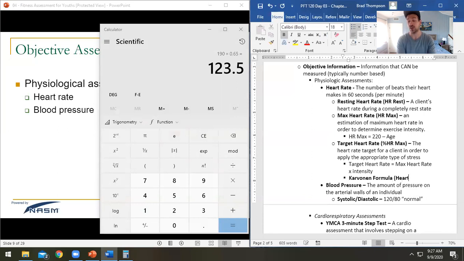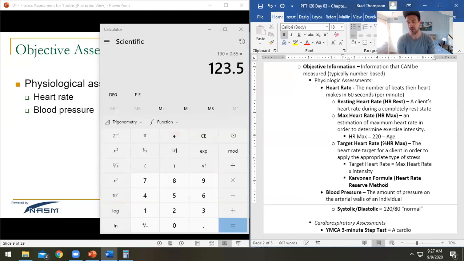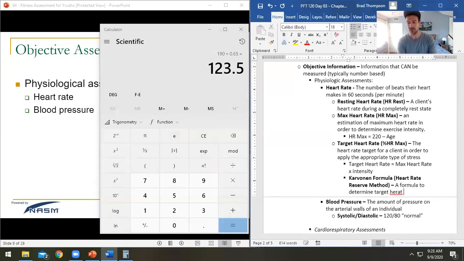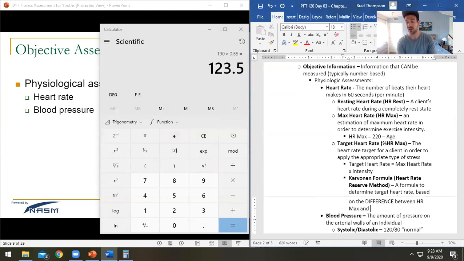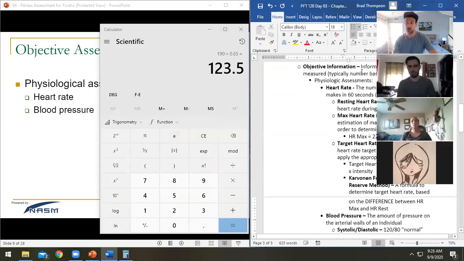This is also known as the heart rate reserve method. It's a much more complicated formula, but it is a formula to determine target heart rate based on the difference between heart rate max and heart rate rest. Now here's where we see a difference between the two. In the last version, we had two people who were both 30 years old. One has exercised every day, one has never exercised before. They both got the same target heart rate of 123.5.